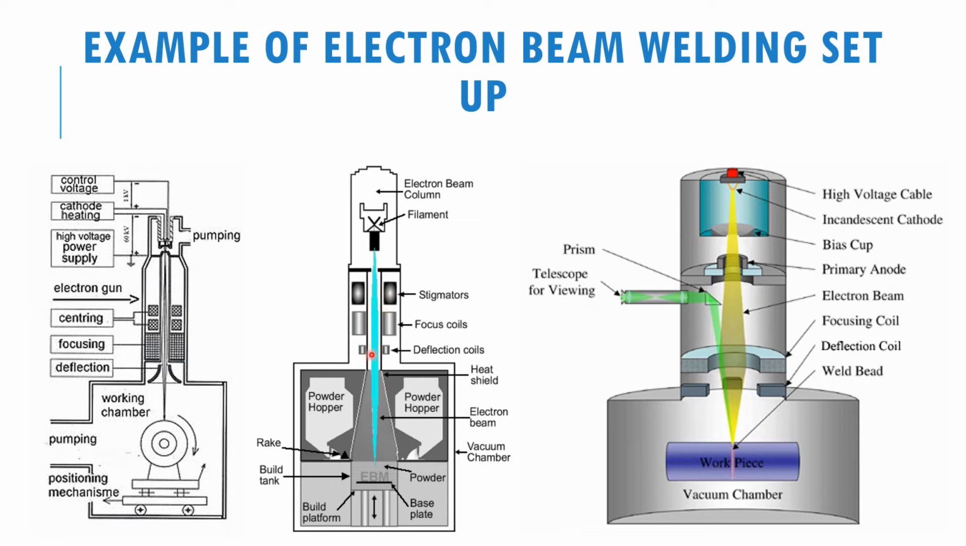There will be stigmators, focus coil, and also deflection coil, in order to focus the electron to go directly to the work surface that we want to work on. Okay, so when the electron goes to the surface here, then welding can be performed. The bottom one will be the vacuum chamber for the part, and the workpiece also will be in this area.